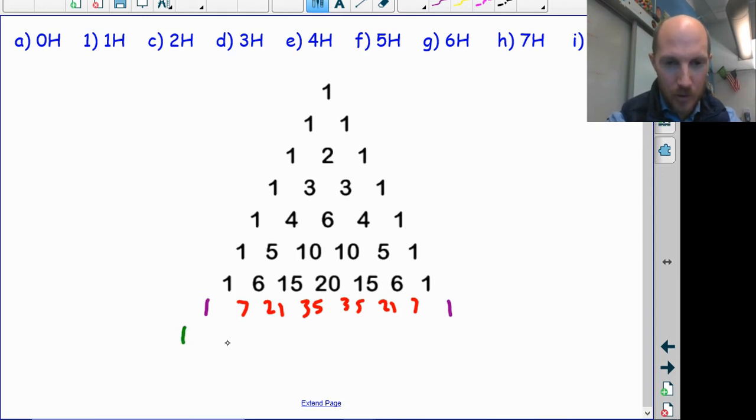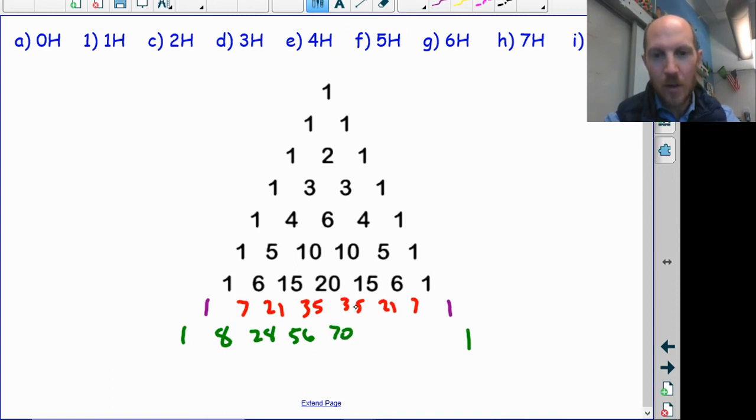Next row, I'm going to have a 1 at the beginning. I'm going to have a 1 at the end. It's going to be a little bit wider because I have one more number that goes in this row. Add 1 plus 7 is 8. 7 plus 21 is 28. 21 plus 35 is 56. 35 and 35 makes 70. And then the other side is going to repeat the same numbers. 35 plus 21 is 56. 21 and 7 is 28. 7 and 1 makes 8.